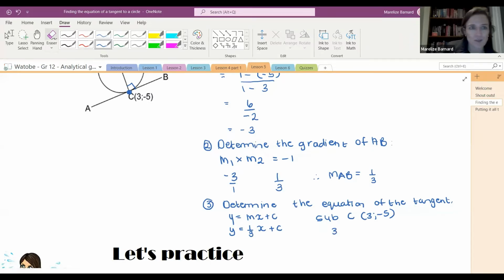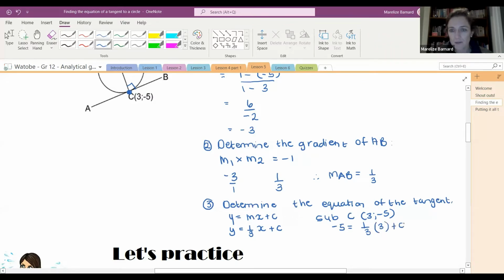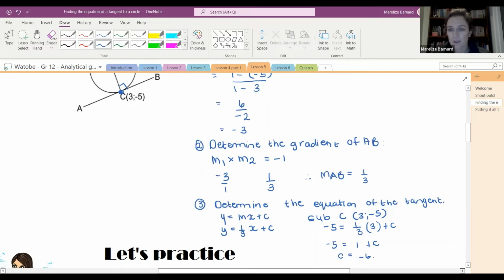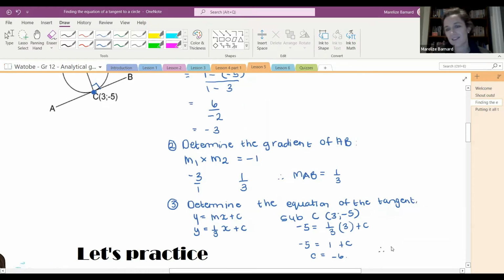So y is minus 5, x is 3. And that gives me a third times 3 is 1, plus c. And then c is minus 6. Let's put it all together: y is equal to a third x minus 6. And that is our final answer.